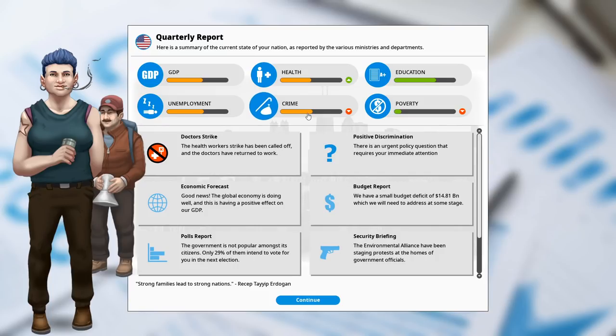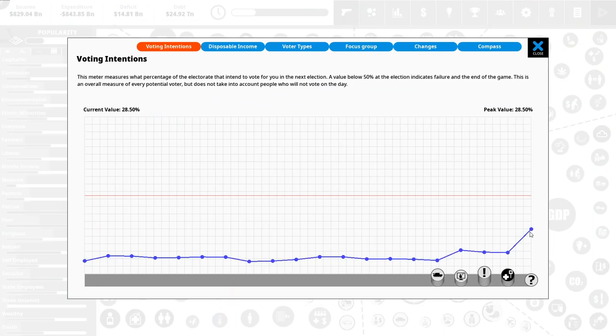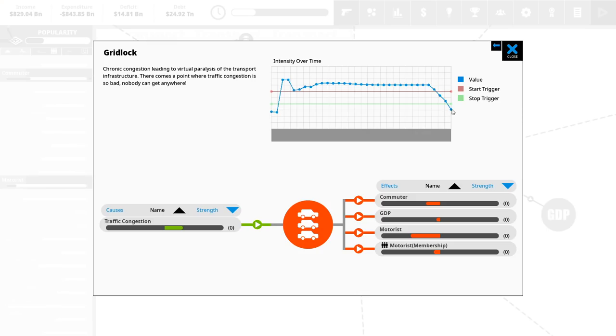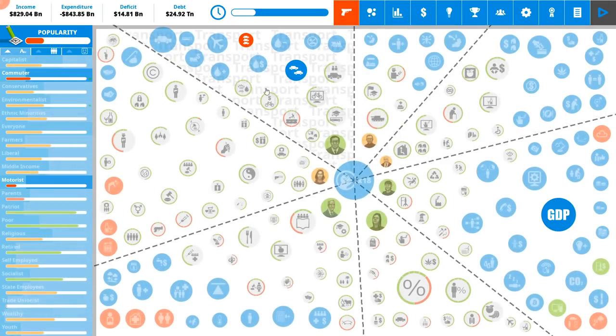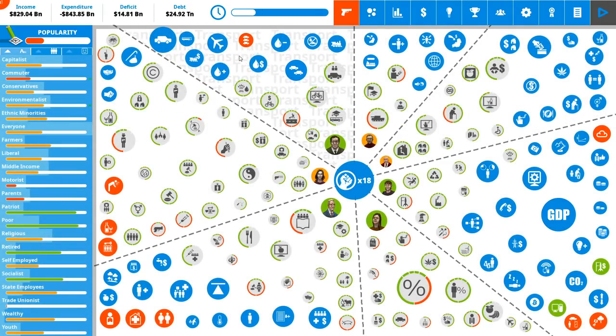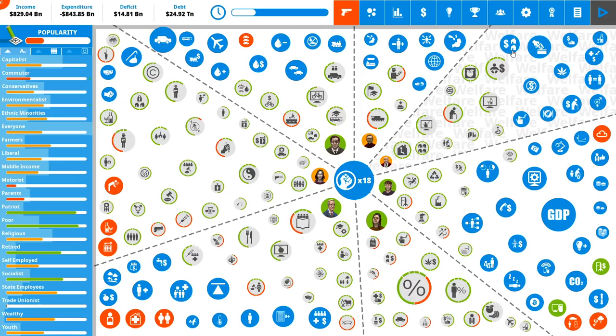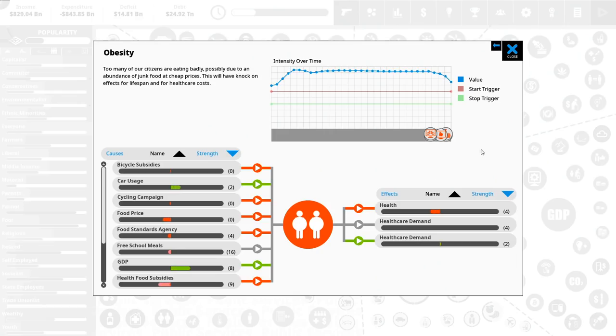And crime, is crime going down good or bad? Because crime going down sounds good, but the arrow is red. Oh, and popularity is starting to jump up here. People are liking this. I mean, health is up 42%. You can't flipping argue with that. Gridlock has indeed dropped below the stop trigger. So as a result, that is no longer a major crisis anymore. And we've even managed to, okay, it's not flashing anymore. I'm going to take all of this as a win.